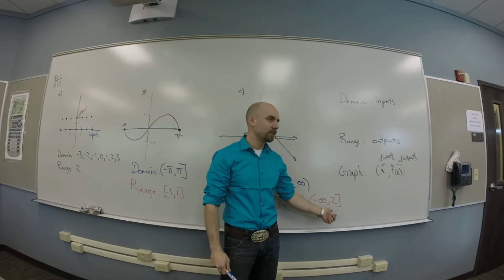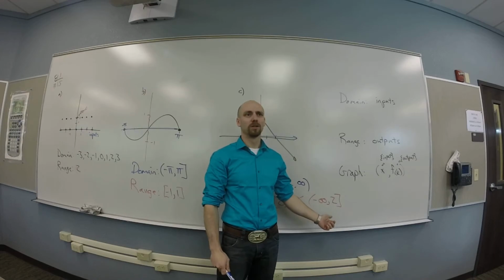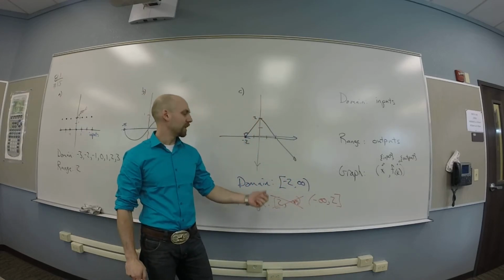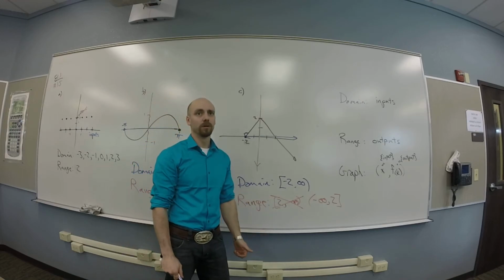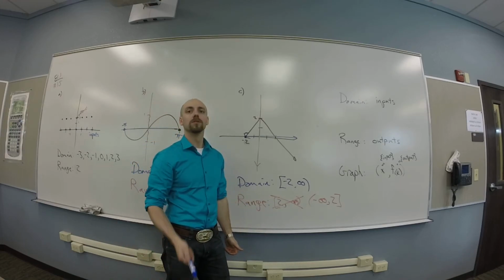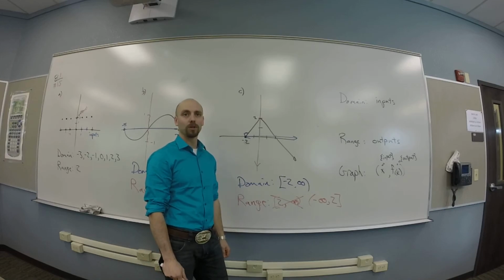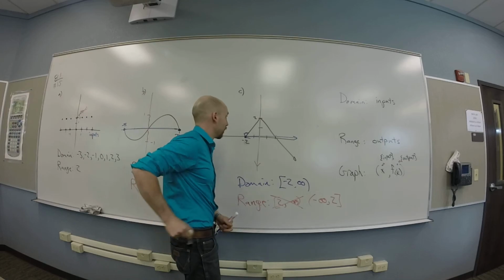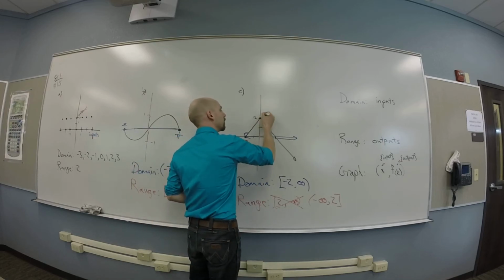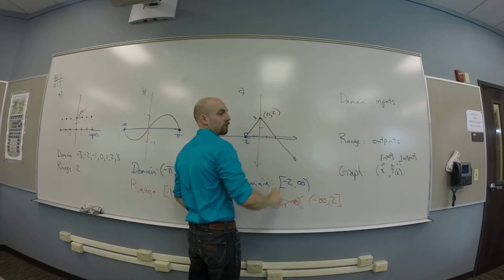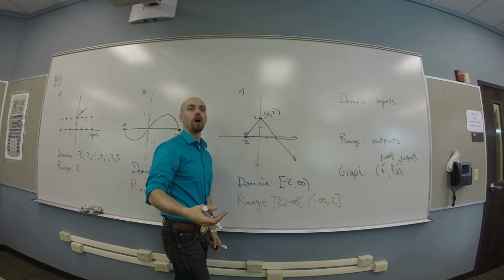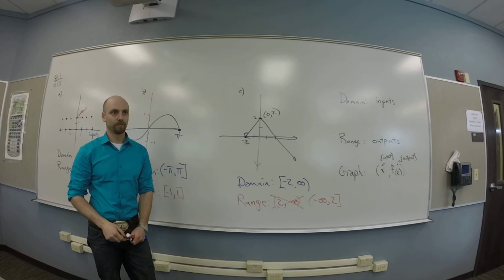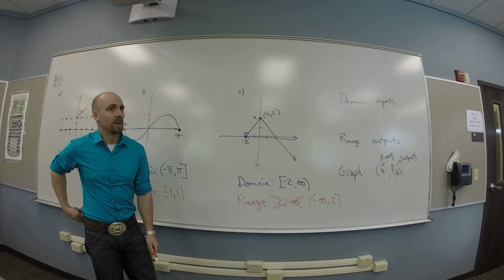And then why did the bracket on the 2 get closed? That's the highest, and it includes that number. Why does it include that number? What's an input that gives you the output of 2? 0 gives you the output 2. You guys see that? If I look at this point up here, this is the point (0, 2), which I'm reading as an input, output pair. Cool? All right. Did I answer your question?